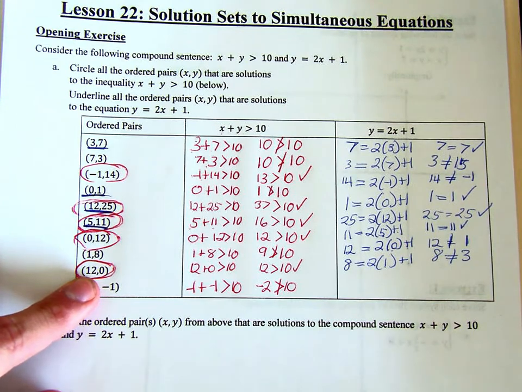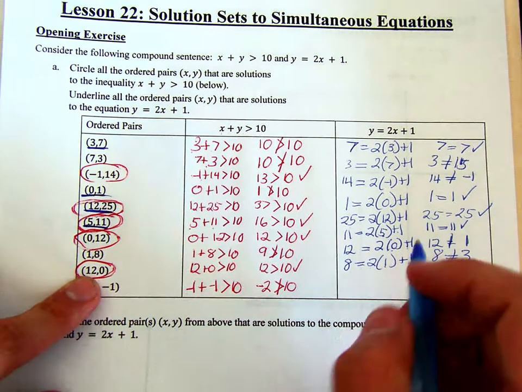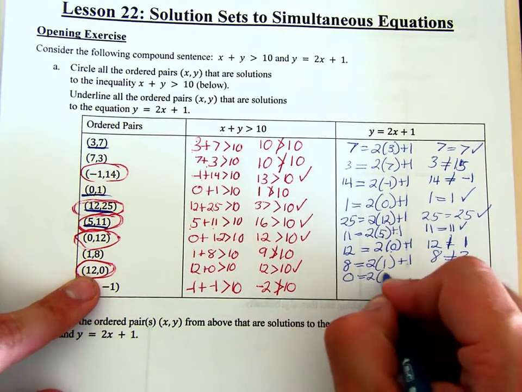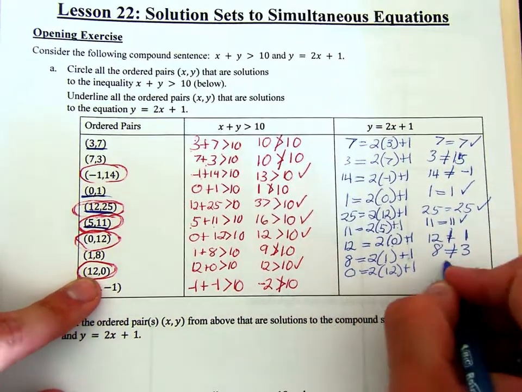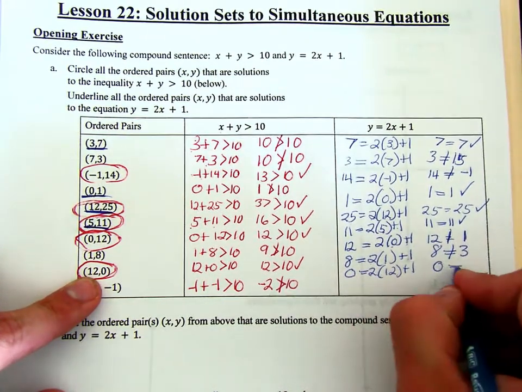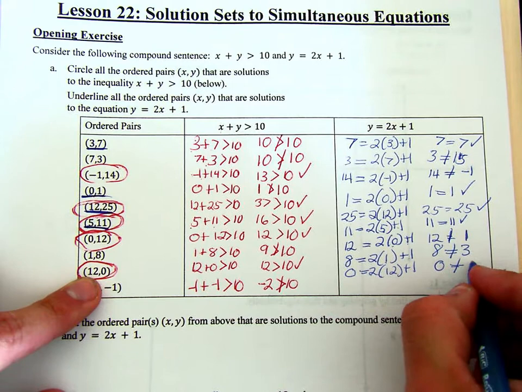Now we have 12, 0. If we're looking at this, 12, 0, y is 0, x is 12. So we get 0, 2 times 12 is 24, plus 1 is 25. So that's not going to work.